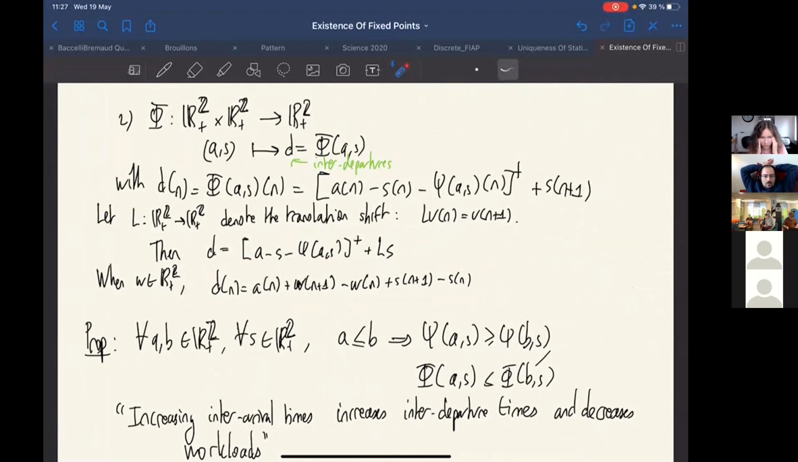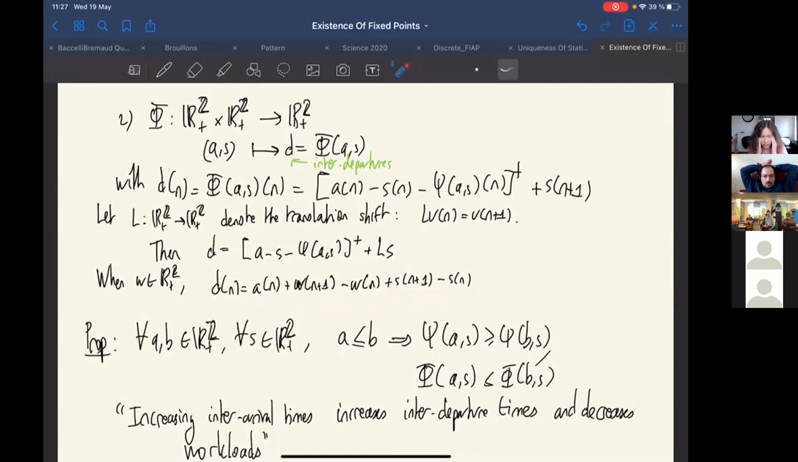Basically, it says that the departure time for customer N is given by the arrival time of customer N, plus the difference in workload between customers N plus 1 and customer N, plus the difference in service times between customer N plus 1 and the service time of customer N.